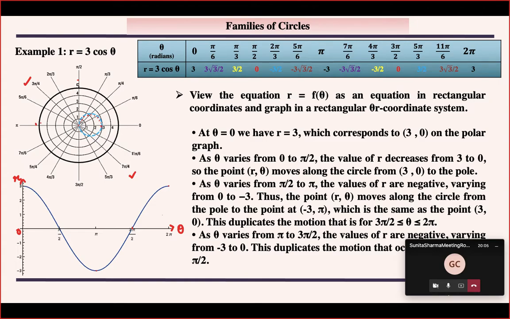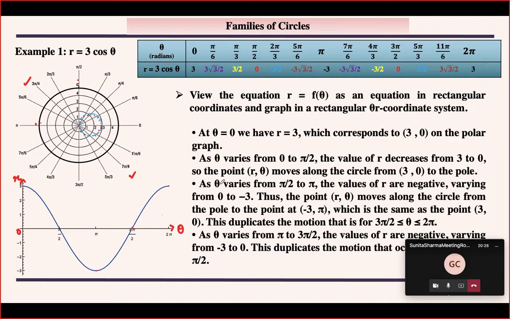So the values start from 0, then say 0.5, then 1 at some point, then 1.5, then 2, then 2.5. So something like this is the behavior. It goes on increasing and then ultimately it comes to 3. So this is how you get the lower portion of your circle.